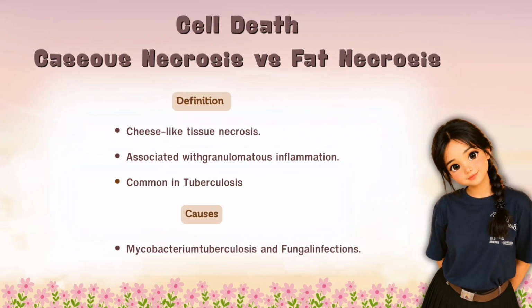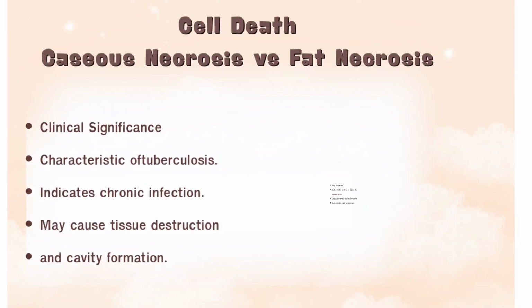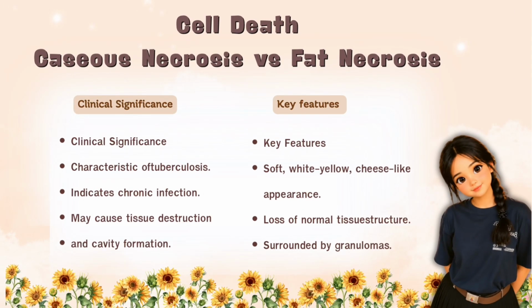Caseous necrosis. Definition: cheese-like tissue necrosis, a type of necrosis with granulomatous inflammation, common in tuberculosis. Causes: Mycobacterium tuberculosis, fungal infection. Key feature: soft, white-yellow, cheese-like appearance, loss of normal tissue architecture, surrounded by granulomas. Clinical characteristic of tuberculosis indicates chronic infection, with possible tissue rupture and cavity formation.